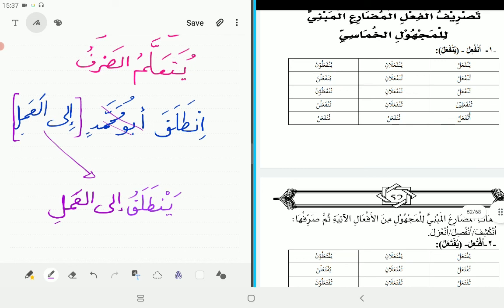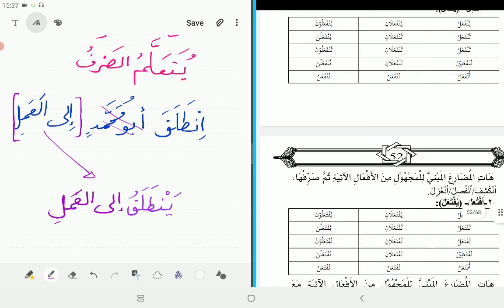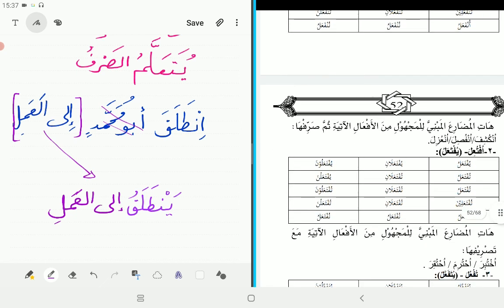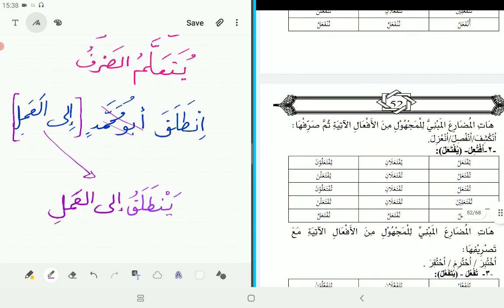So if you have انكشف it becomes ينكشف. تفضل. ينكشفان, ينكشفون, تنكشف, تنكشفان, ينكشفن, تنكشف, تنكشفان, تنكشفون, تنكشفين, تنكشفان, تنكشفن. Number 2 uses the following scale, which is افتعل يفتعل.